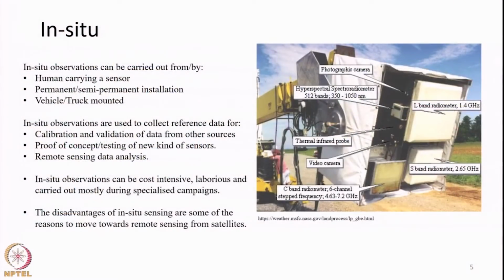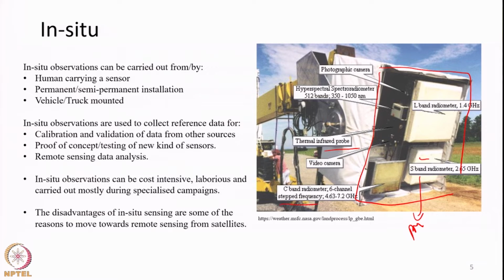That is one thing. Ground based observations can also be used for proof of concept testing of new sensors. Whenever a new kind of sensor for remote sensing is proposed, it will not be directly put into a satellite and sent to orbit. First, such sensors will be tested using ground based platforms such as a truck mount. Say for example, here in this slide, this mount inside the truck has several sensors. It has an S band radiometer, a passive microwave radiometer, an L band passive microwave radiometer, a hyperspectral spectroradiometer, a thermal infrared probe, a C band radiometer and so on.